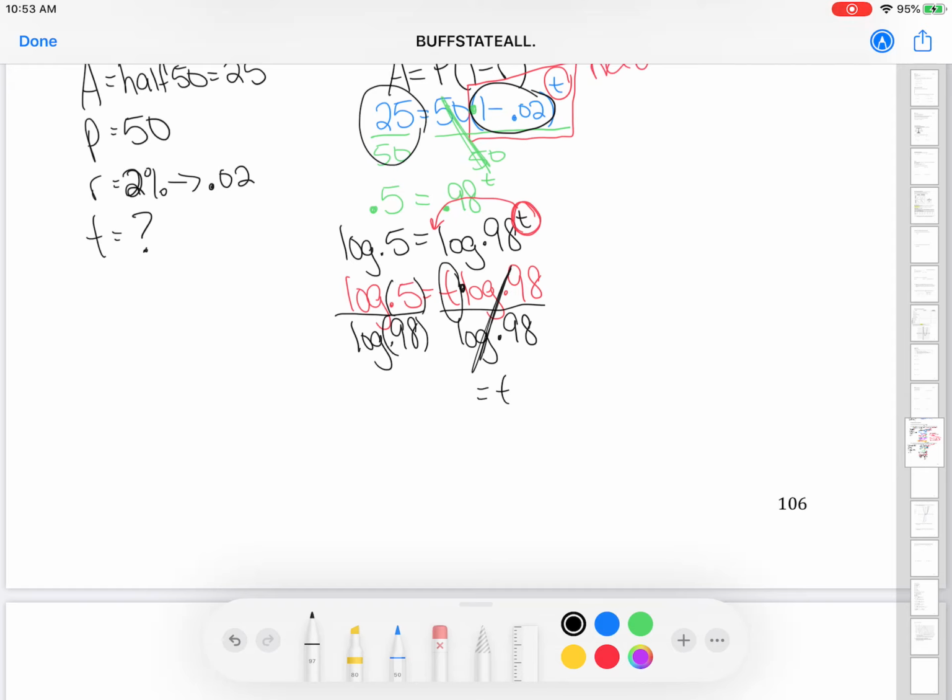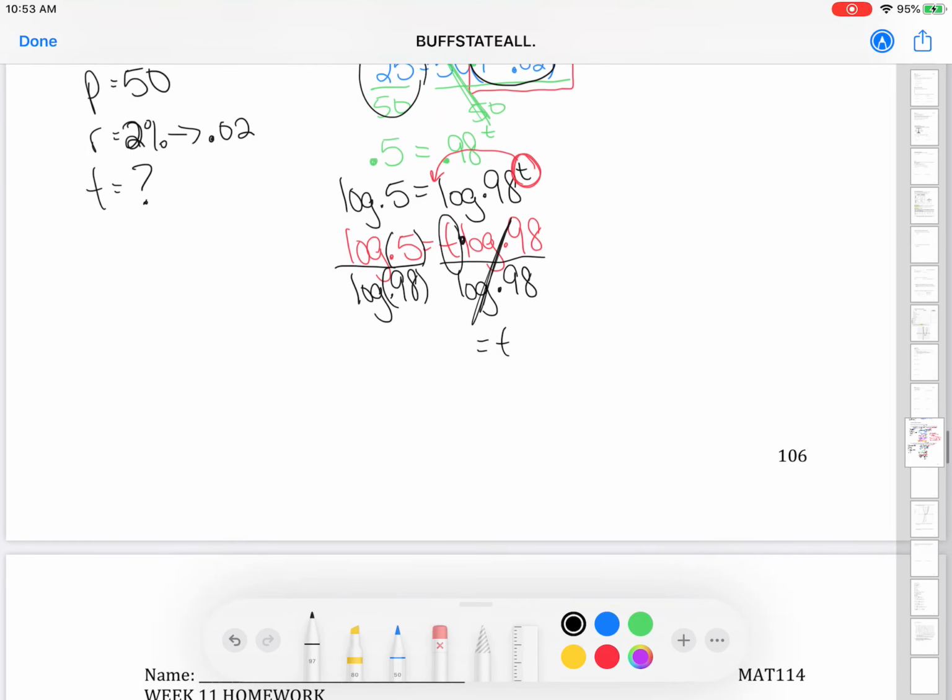So this will cancel out and leave me with t. In the calculator, remember, close your parentheses where you need to. Log of 0.5, close your parentheses, divided by the log of 0.98, close your parentheses, and here's the decimal that you should get. Okay, hopefully we got that.